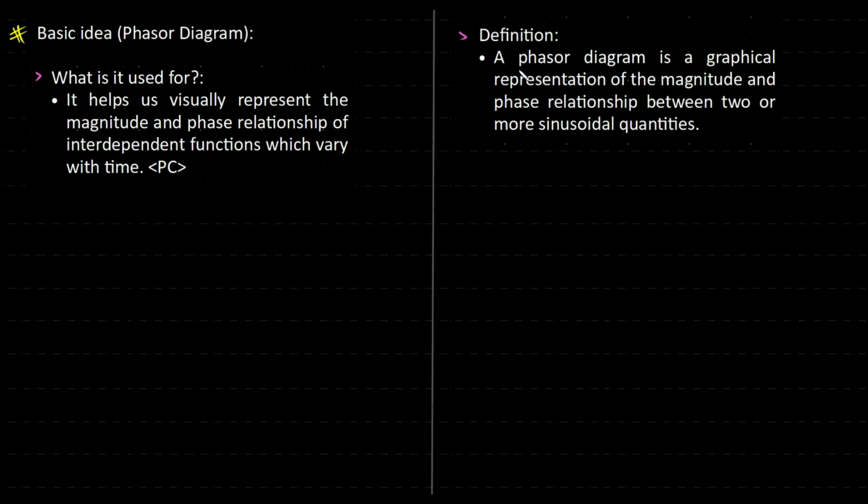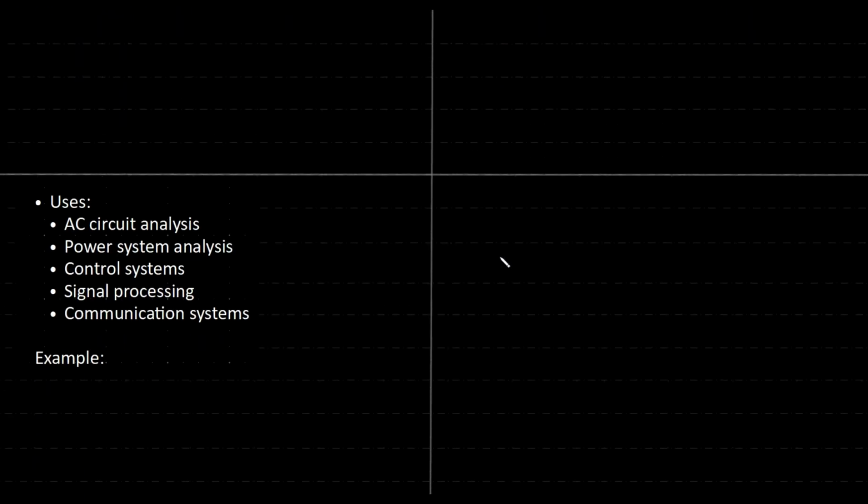So that's what we are trying to learn over here. Now, what is the definition? A Phasor diagram is a graphical representation of magnitude and phase relationship between two or more sinusoidal quantities. A sinusoidal quantity means one which varies smoothly in that manner, a time varying function, and the variation is such that we can plot it on a graph and that graph looks like a sine wave. So what are the uses of it? I'm talking about the Phasor diagram.